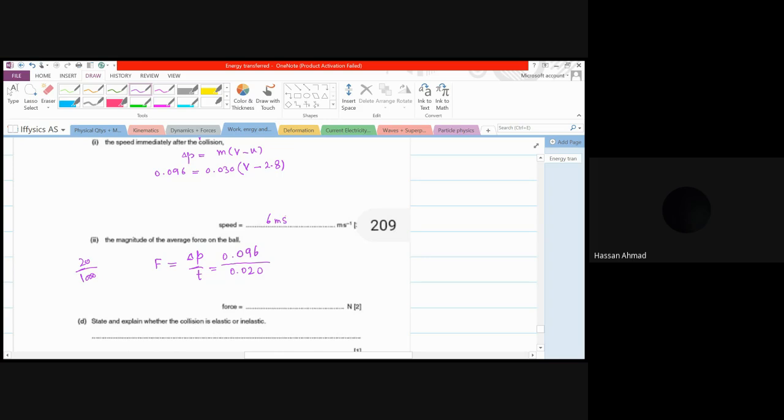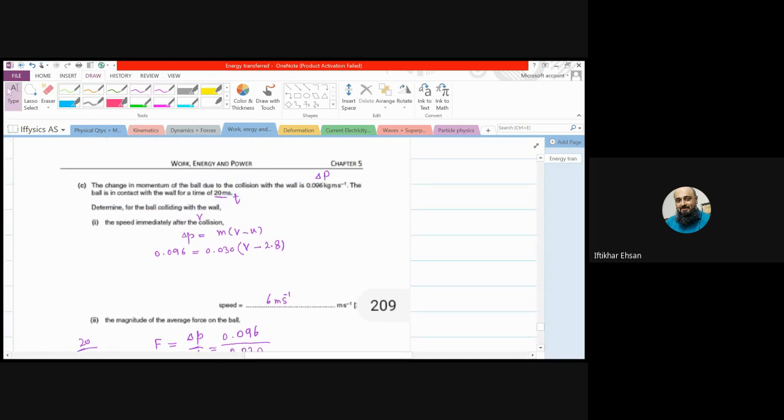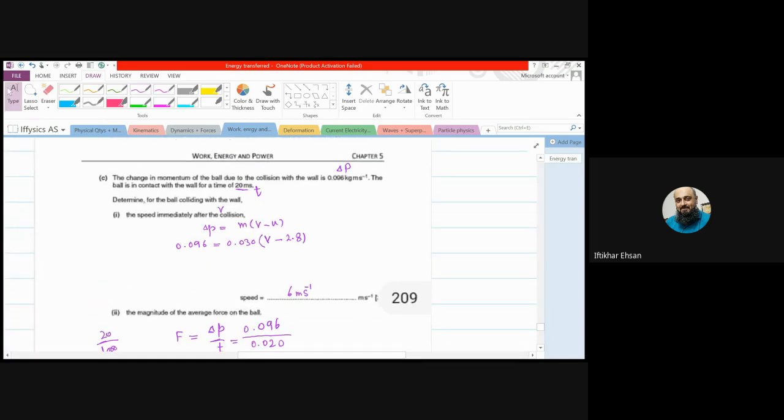Sir, the answer is coming out positive. I'm also getting positive. Okay. Maybe we had to change the sign for the direction, since immediately after the collision the velocity is V, and the change in momentum is m times V minus U. No, no, the change in momentum should be negative actually. Why? Because the force is in the opposite direction. If we keep this as negative, can you now tell what the value of V will be?